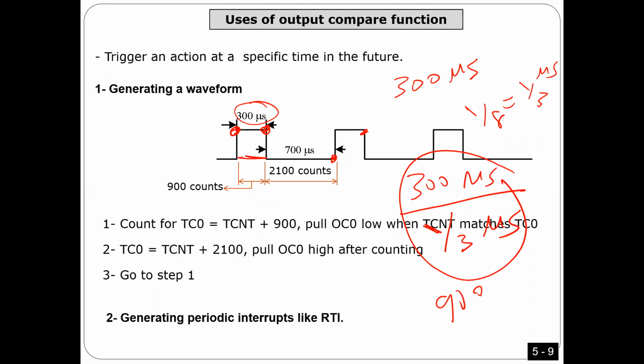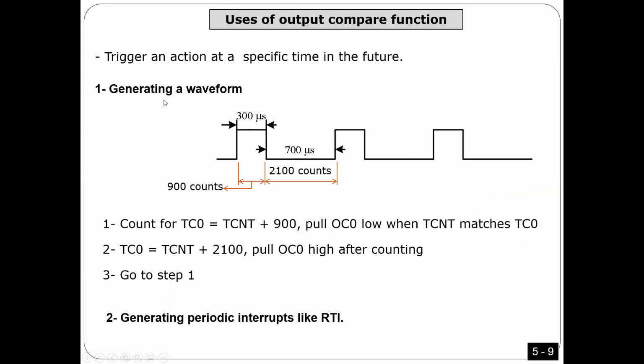That means from here to here, the counter should count 900. And from here to here, I'm going to do the same thing, but with 700. So the counter is going to count 2100 counts. Is that okay? So this is the first thing you have to do: divide this time, guys, by the time of one clock in order to get how many counts here and how many counts here.